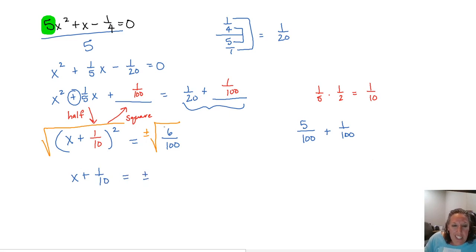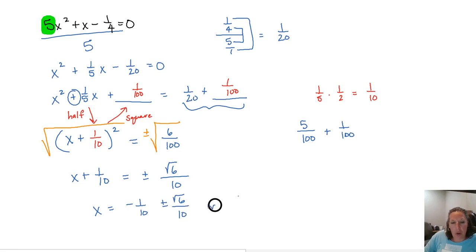And then on the right hand side, 6 is not a perfect square, so we're going to just write that as the square root of 6, and there's no perfect squares that go into it. But the square root of 100 is a perfect square. That's going to simplify to 10 in the denominator. And then just like we saw in the last one, when we move this, I'm going to put it in front. So when we subtract 1/10, we get negative 1/10 plus or minus the square root of 6 over 10.